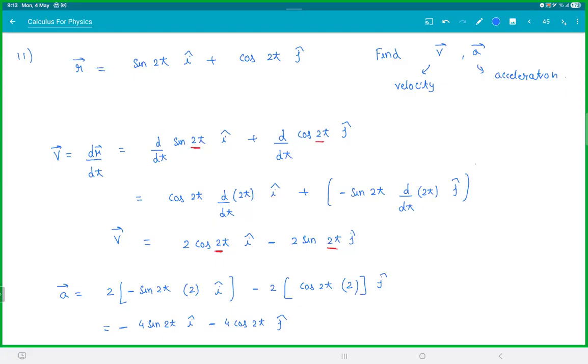Next one. Let's say x is equal to b into t plus e power minus kt. B and k are constants. t is time. Find velocity and acceleration. Find initial velocity and initial acceleration.